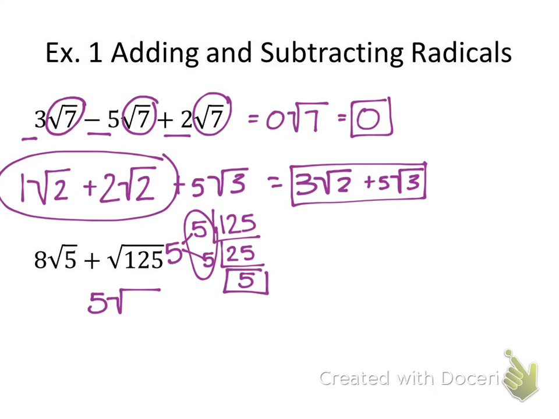Now, let's say, like this one, I only have a 5 left, so I put the 5 back underneath there. But let's say I had a 5 and a 2. What would I do with that 5 and that 2 to put them back under? Multiply. So I would have 10, and I'd put 10 back underneath the square root. Okay? So now I have 8 times the square root of 5 plus 5 times the square root of 5. Are they like terms now? Yes, they are. So I can add them, and I get 13 times the square root of 5.